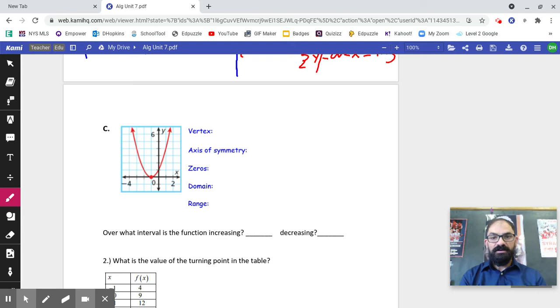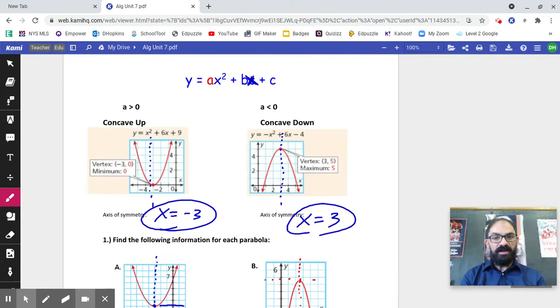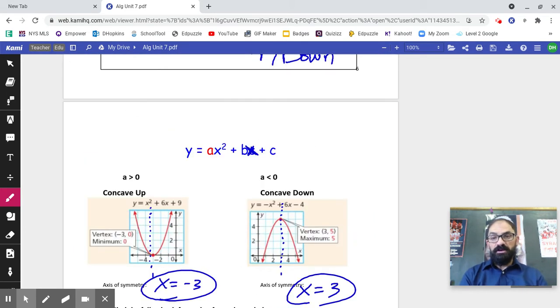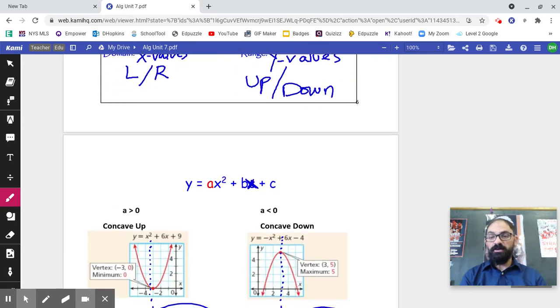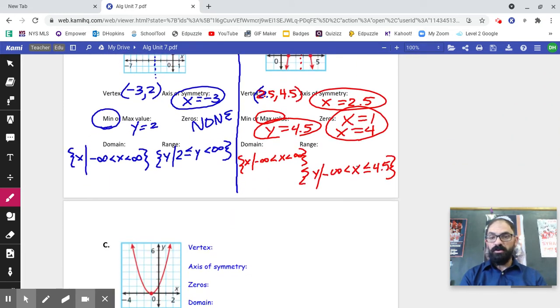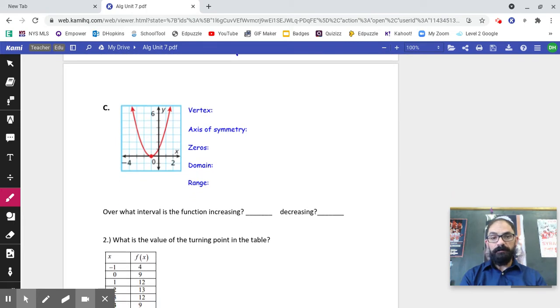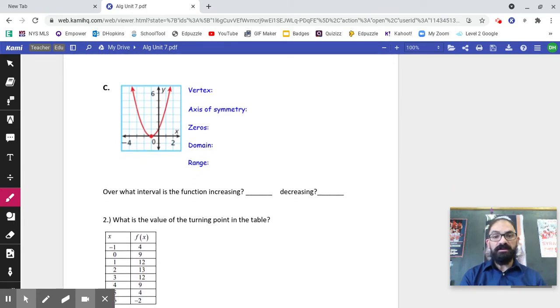In the previous lesson, we looked at characteristics of quadratic equations and parts of the parabola. Today, we're going to continue with that. We left off right here, and this will also review the first half of what we did and discussed.